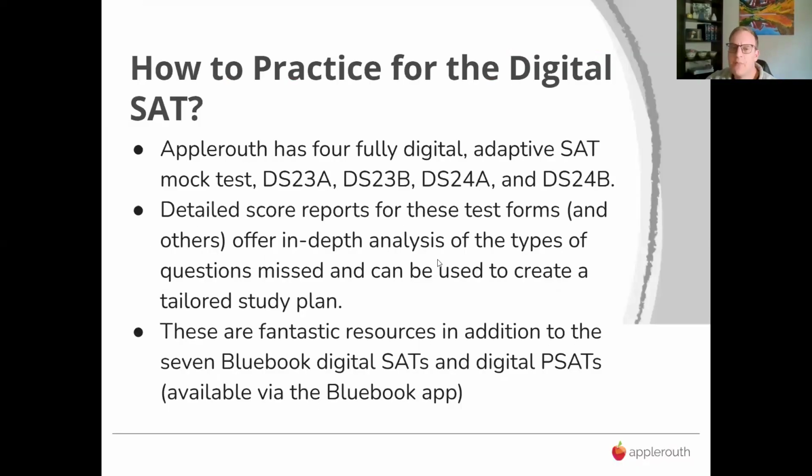There's usually an easy way to do it rather than something very, very advanced or lots of inference. So how to practice. Apruth has 4 mock tests, and one more I think is on the way or maybe being revamped. Those score reports are super helpful. You can look at that on your own or with a tutor. And then there's 7 Bluebook digital SATs, 4 of which are either new or revamped. So that's available on the app. Same with PSATs as well for practice, which are almost identical to SATs.